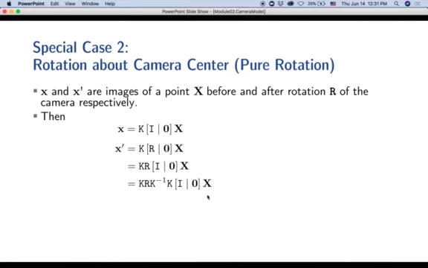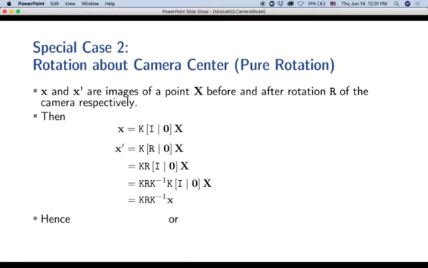But now notice, what is this thing? That's really just in the form of x, small x, which means x prime is equal to K R K inverse x. Okay, and what's the dimension of K? 3 by 3. And what's the dimension of this R? Look from here, 3 by 3. And what's the dimension of K inverse? If K is 3 by 3, K inverse is also 3 by 3. So 3 by 3 matrices multiplied together will also give me another 3 by 3 matrix. So I have a 3 by 3 matrix relating two P2 entities. So it is a homography.